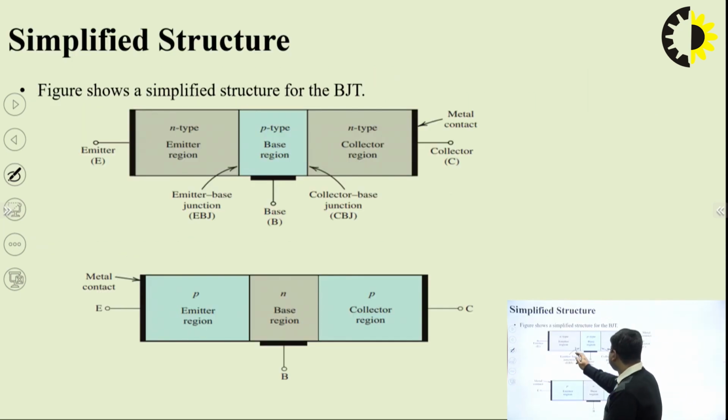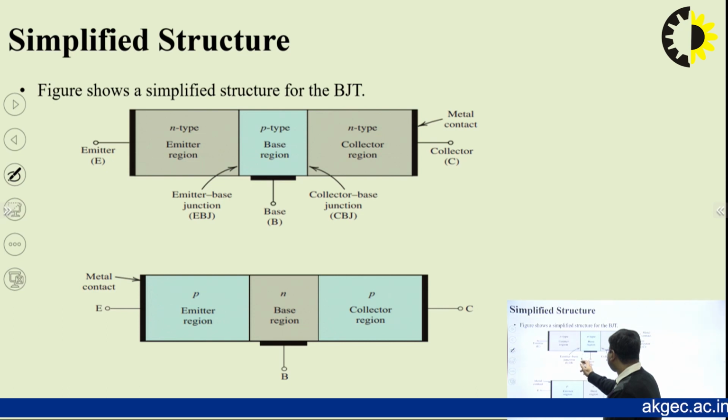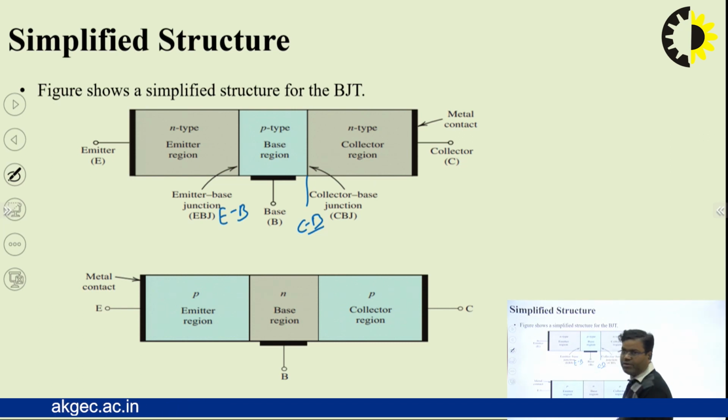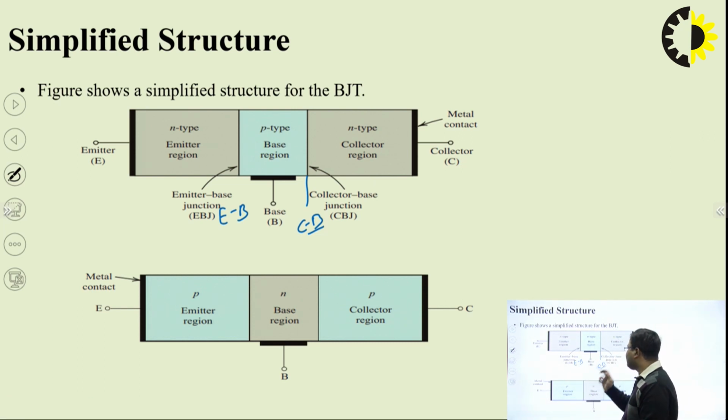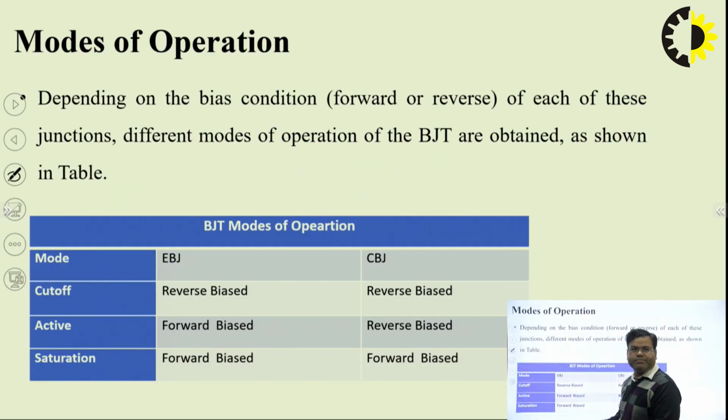This junction, that is the emitter base junction, is in short known as the EB junction. This is the first junction between N and P, and this junction is known as the collector base junction. So this is the CB junction, this is the EB junction. There are two junctions in a BJT, EB and CB, as they are called in short.